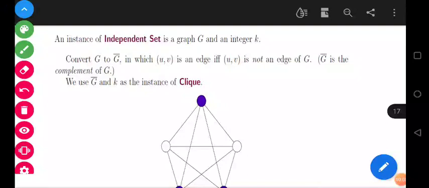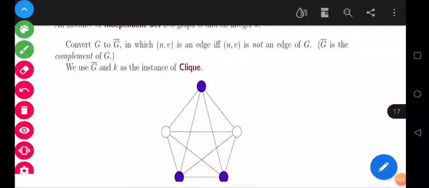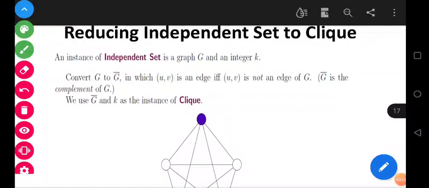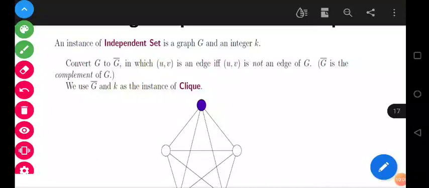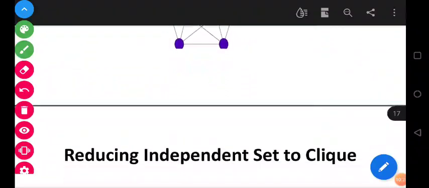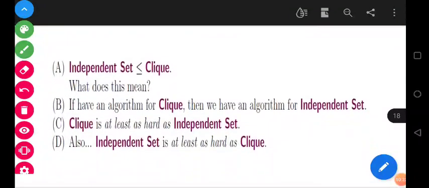If the answer to this question is yes, then the answer to the independent set question is also yes. So we have reduced the independent set problem to a clique decision problem. Now if we have a solution to the clique decision problem, we can use that solution to also give an answer to the independent set problem. So independent set can be reduced to clique.